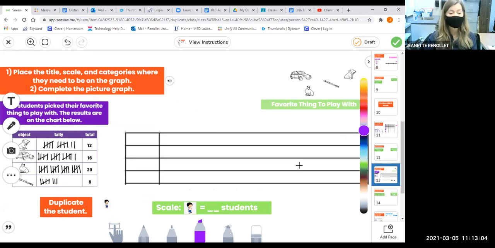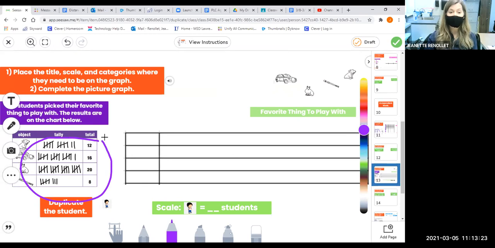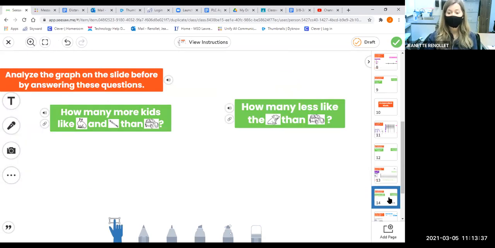Go to slide 13. On slide 13, you're going to do the same skills, but this time it's a picture graph. You're going to drag your title and your categories into the correct order. Then you will come up with a scale using your data. Write your scale in the blank. Then you will show your picture graph using the picture to represent the data. You will continue answering questions about the data on slide 14.